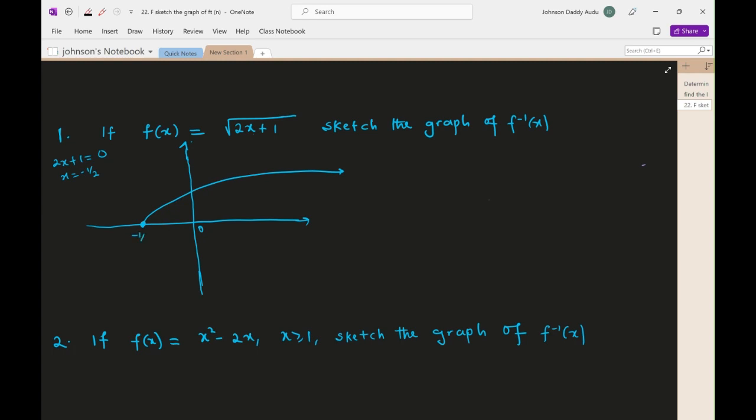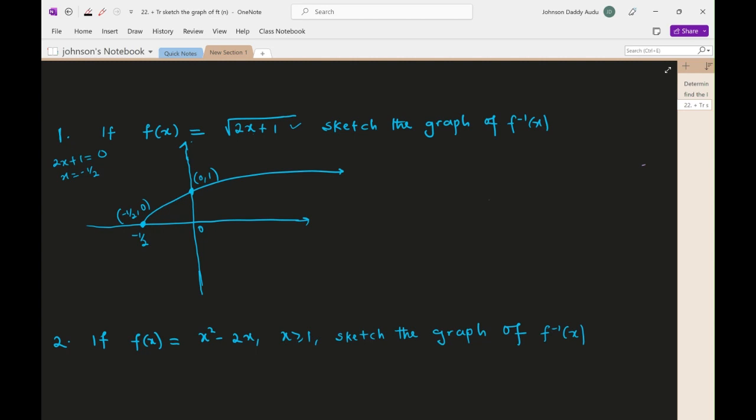So here is going to be minus half. So it means we have a point here. Which point is this? This is minus half, 0, right? And also here we can see we have a point, which is just the y-intercept. And when we put x equals to 0 here, we're going to have what? So this is the point 0, 1.